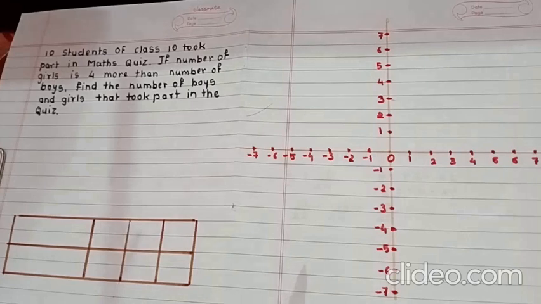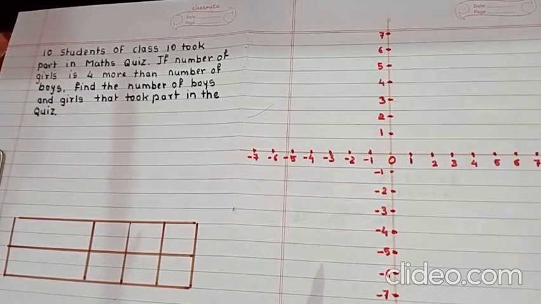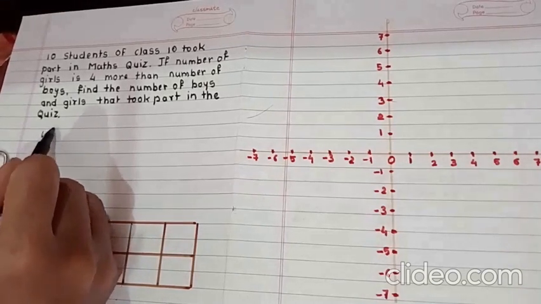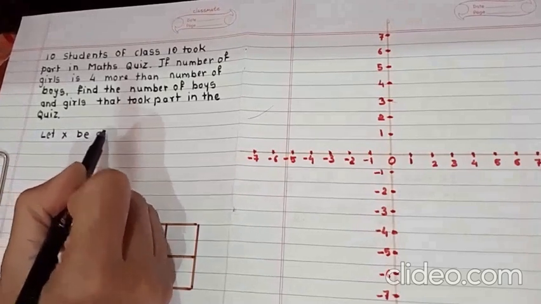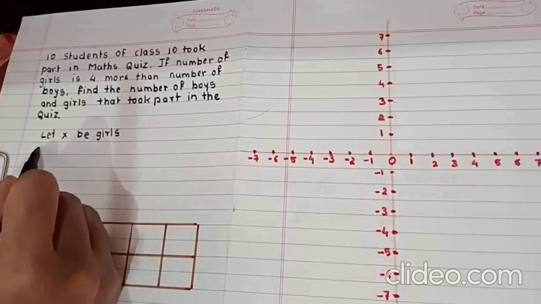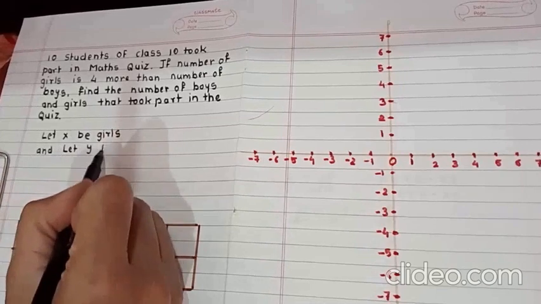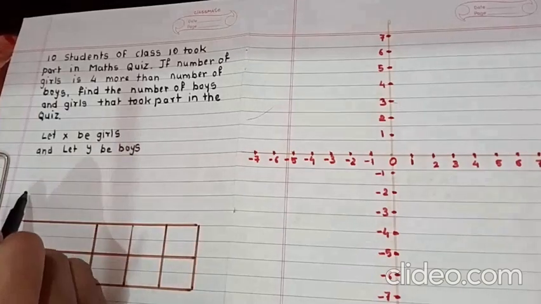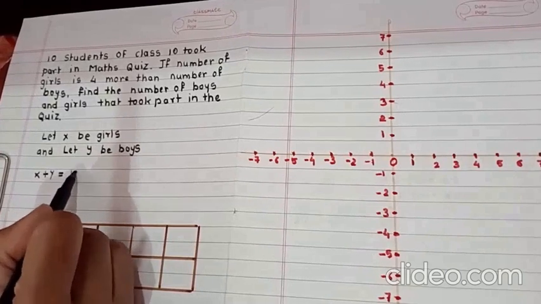So 10 students, what will be our first equation? That 10 students will be a combination of boys and girls. So let X be girls and let Y be boys. So our first equation will be X plus Y is equal to 10.